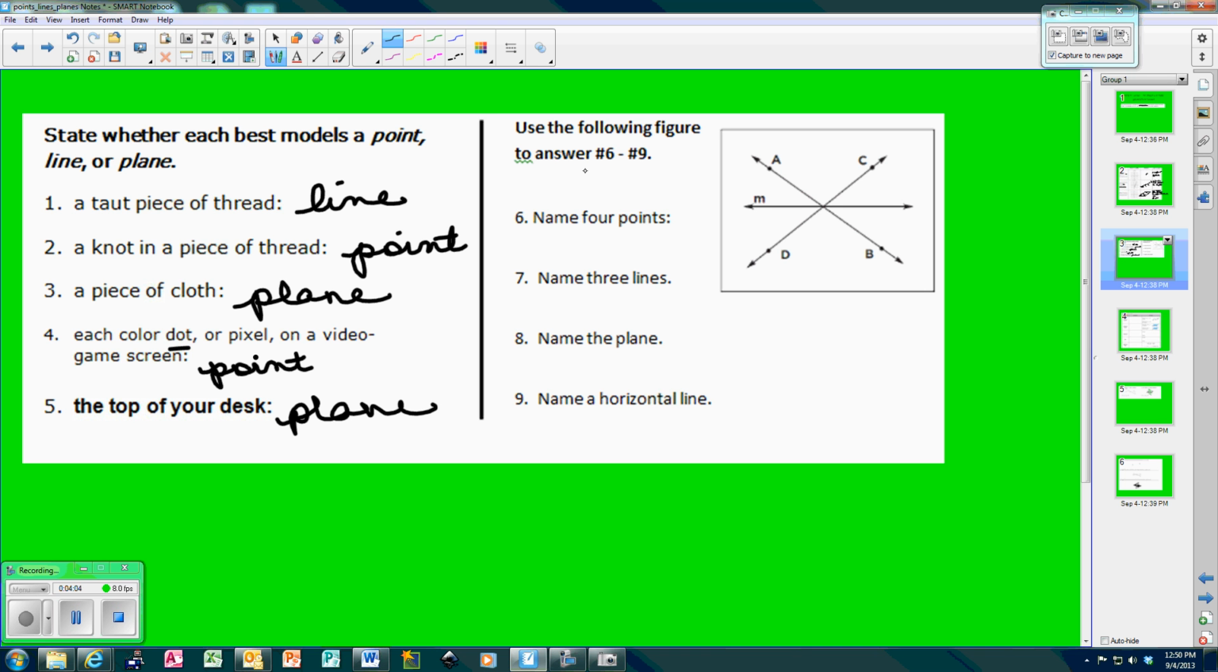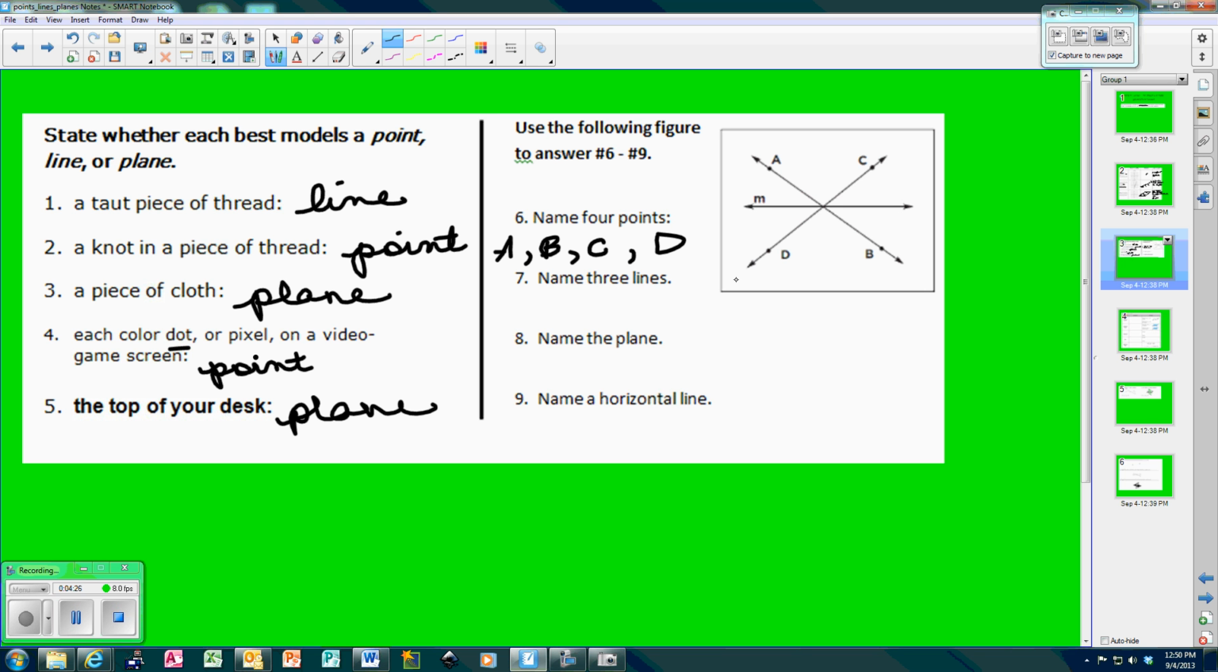Now use this figure to answer questions 6 through 9. Name 4 points. Well, there's 5 letters on here, but this letter m, notice that's lowercase and it does not have a dot. Therefore, it's not a point. So my points are A, B, C, and D.